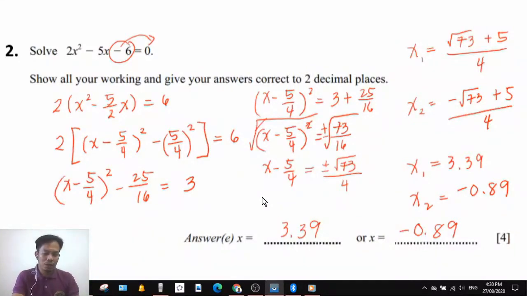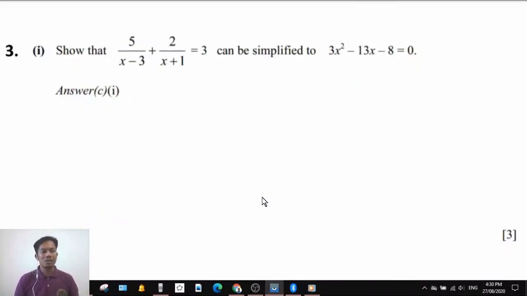Okay, let's move on to question number 3. Question number 3 says, show that 5 over x minus 3 plus 2 over x plus 1 is equal to 3 can be simplified to 3x squared minus 13x minus 8. So how are we going to show this?